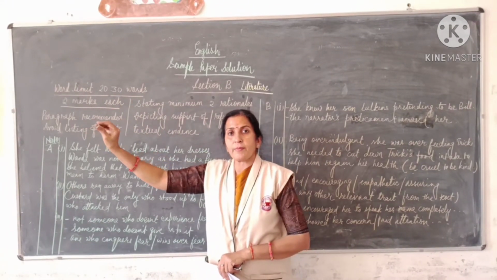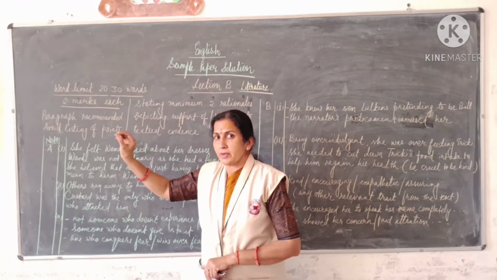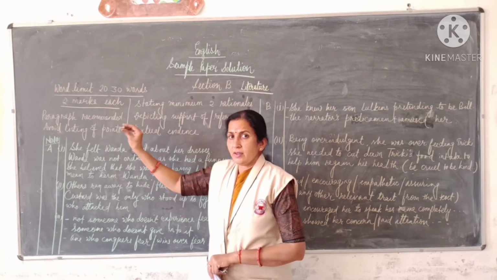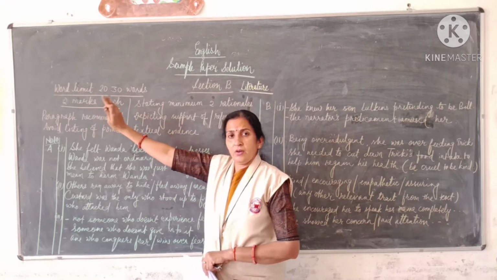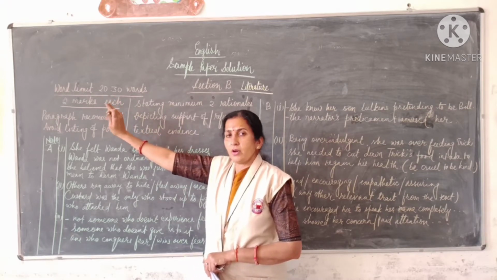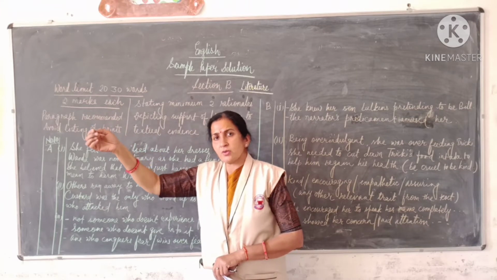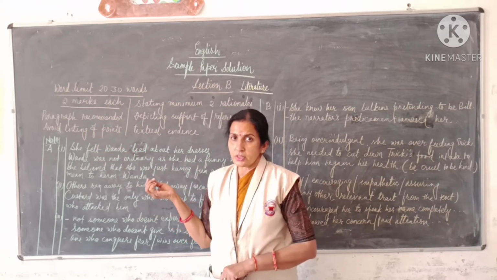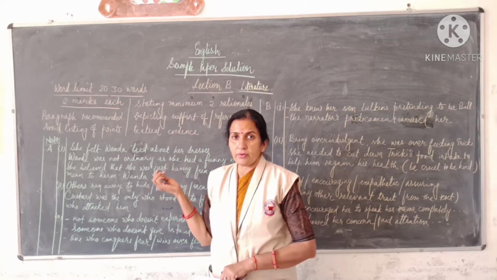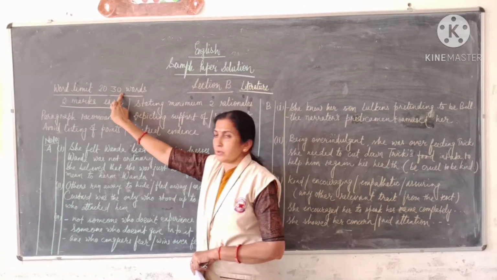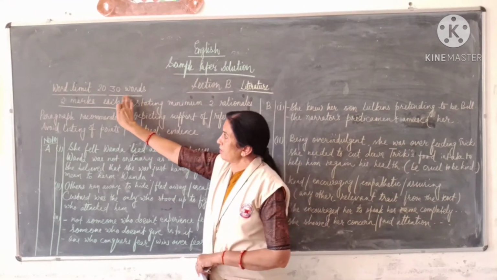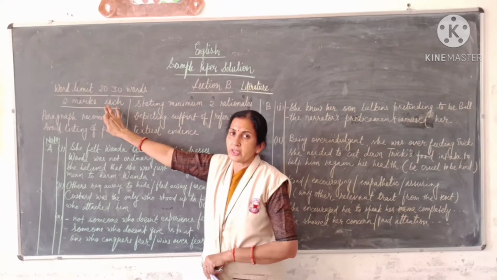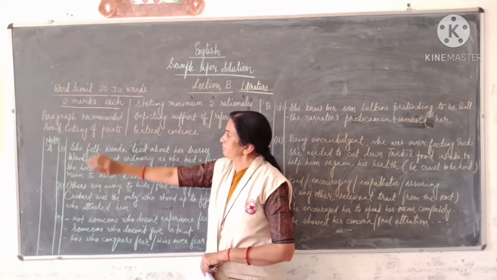See students, you are supposed to stay within the word limit when you write the answers. The word limit should not be exceeded. It should be 20 to 30 words, not more than 30. If you exceed by 1 or 2 words, it's okay, but don't exceed by 8 to 10 words more. Don't make it 40 or 45 words. It is only up to 30 words. For attempting 20 to 30 words, you will get 2 marks for each answer.